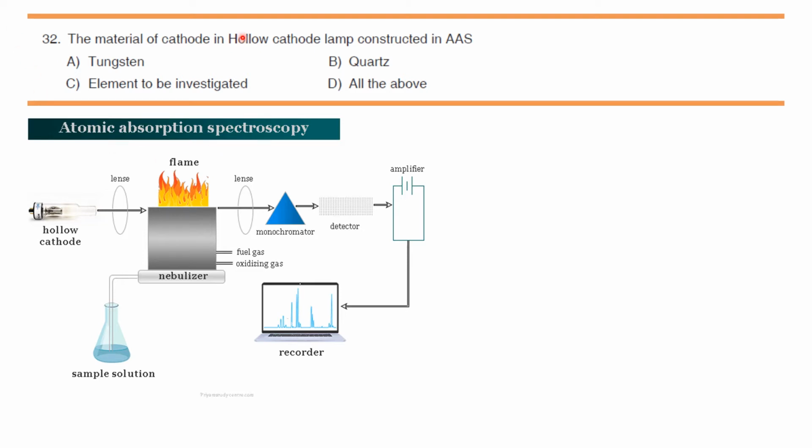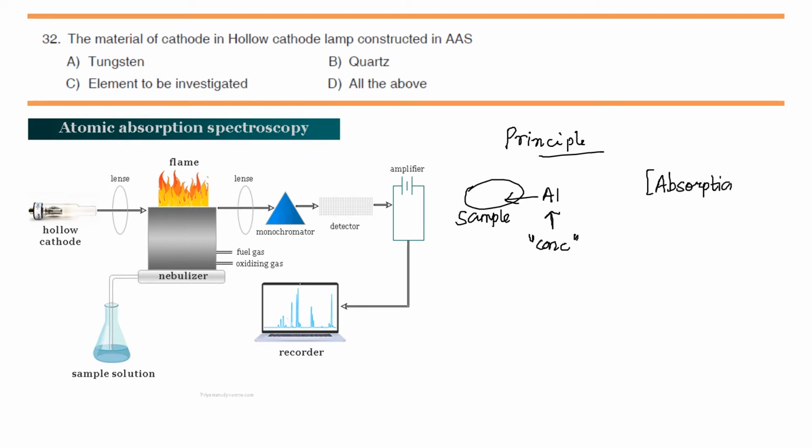So if we talk about the principle of this type of spectroscopy, suppose you have a sample and it is suspected that you have aluminium in the sample. Then you can use this method to investigate how much aluminium is present in the sample, that is, the concentration of aluminium present in the sample. And how can you determine that? That is based on what is known as the absorption phenomena. It is basically an absorption spectroscopy, so it is based on the absorption phenomena.